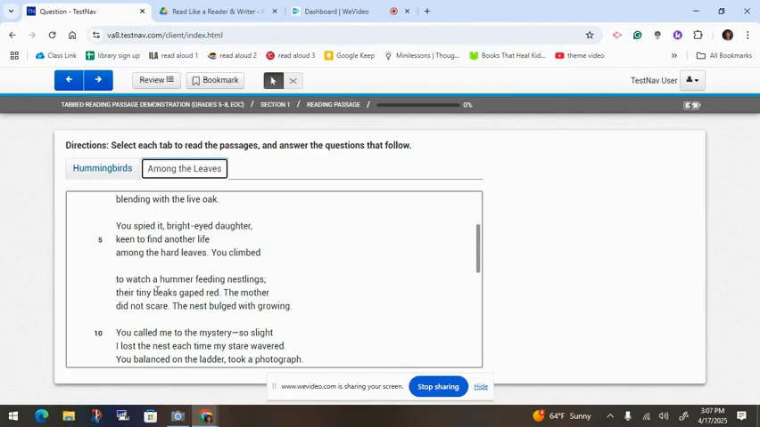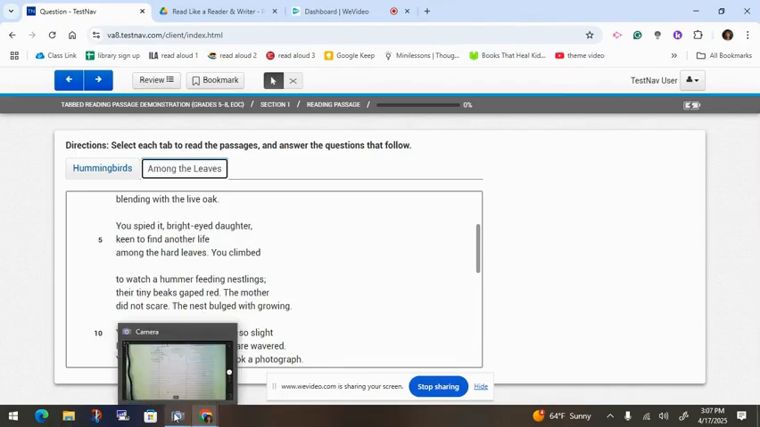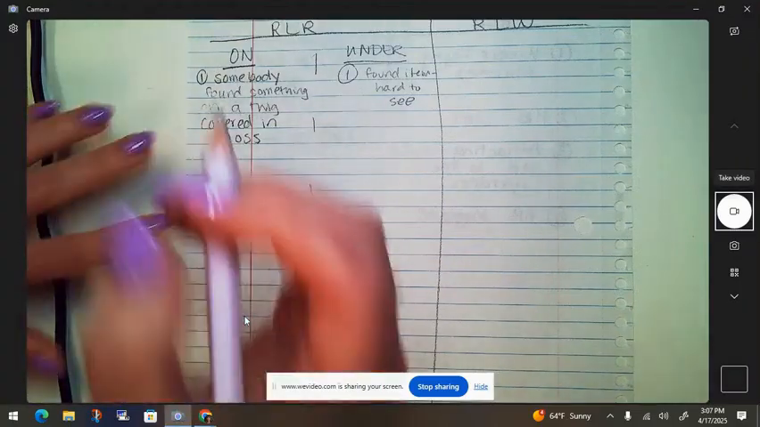And a hummer, and we know the other passage was about hummingbirds, so a hummer feeding nestlings, so she found a mom and a baby. That to me is directly stated. And it's a nest because it said the nest. So let's start with that for our on the surface.